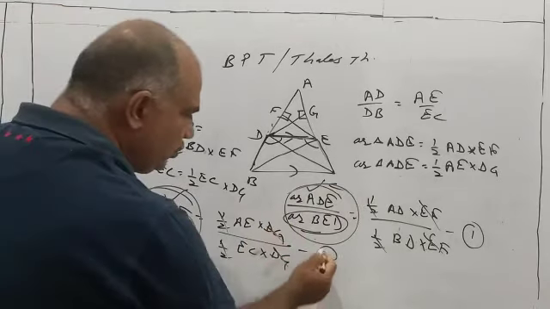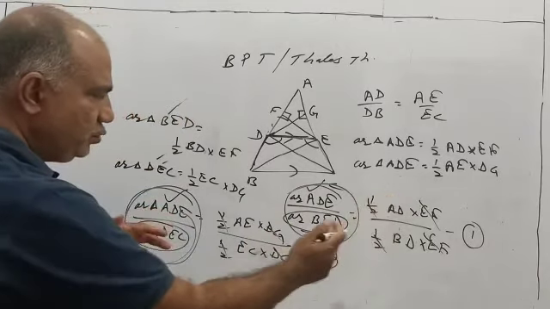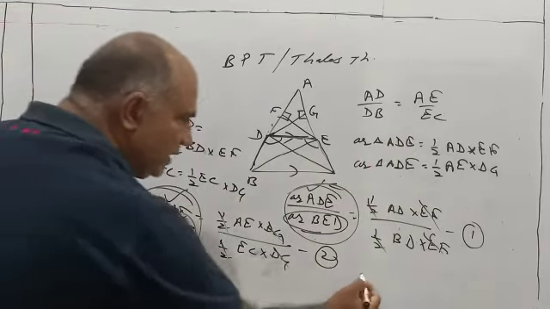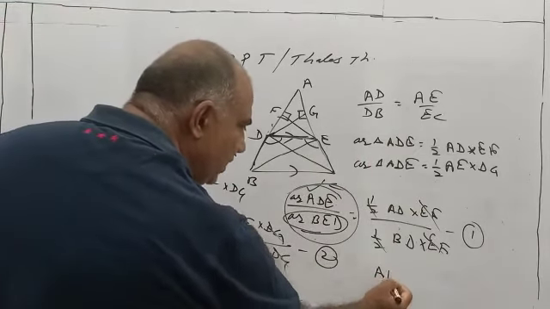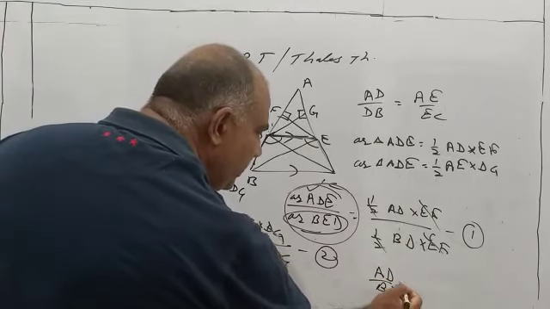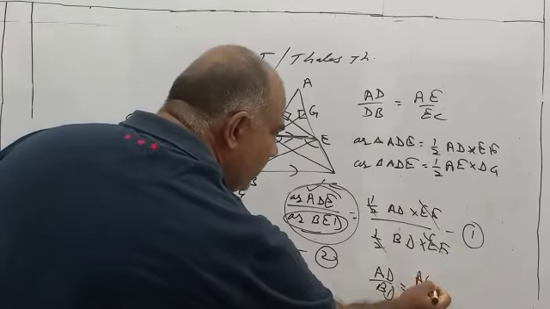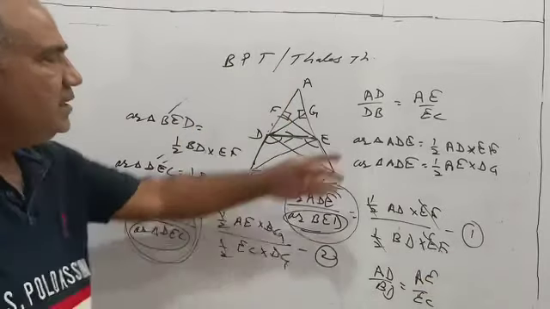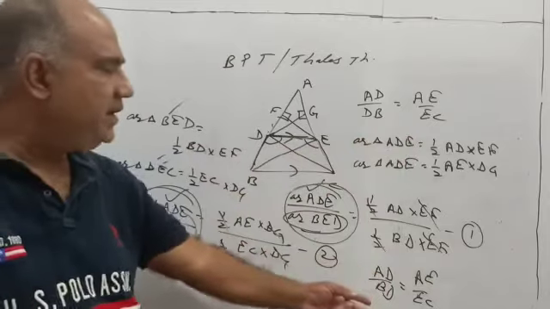So this is equation 2, and for equations 1 and 2 the left hand sides are equal, so their right hand sides are also bound to be equal. So you can definitely write from 1 and 2, AD upon BD is equal to AE upon EC. So that is the result we were supposed to prove, and we have done it.